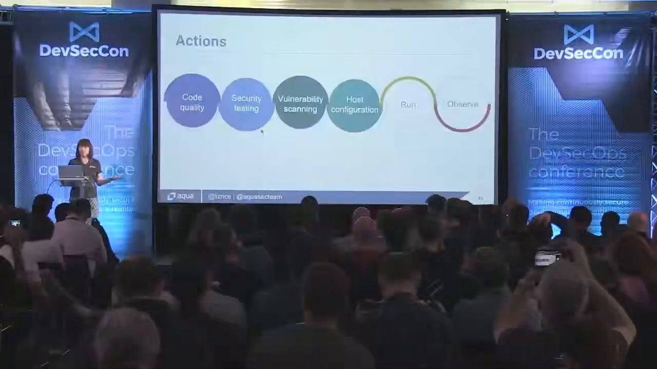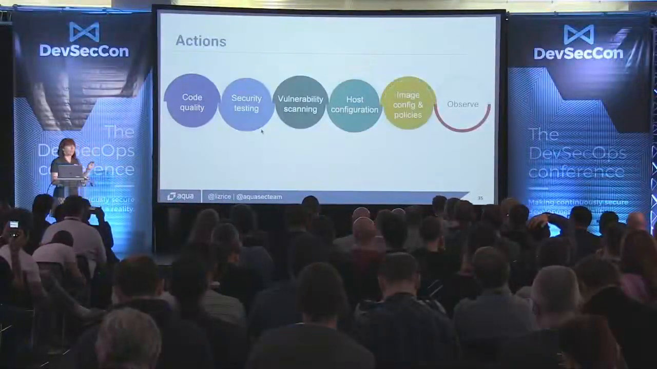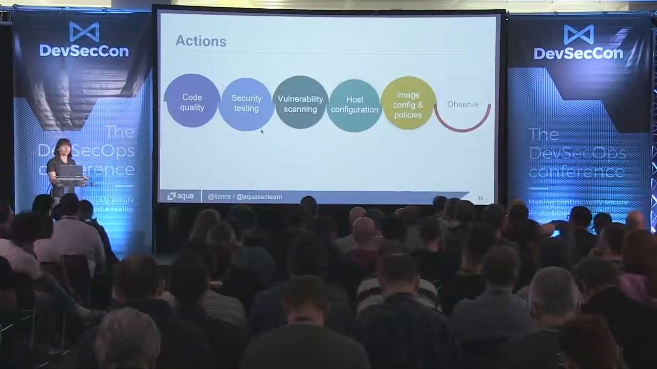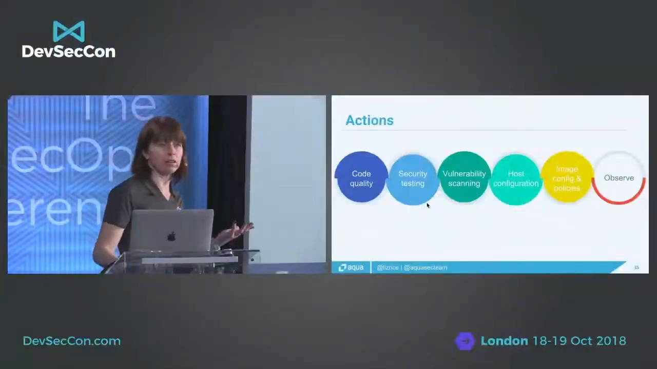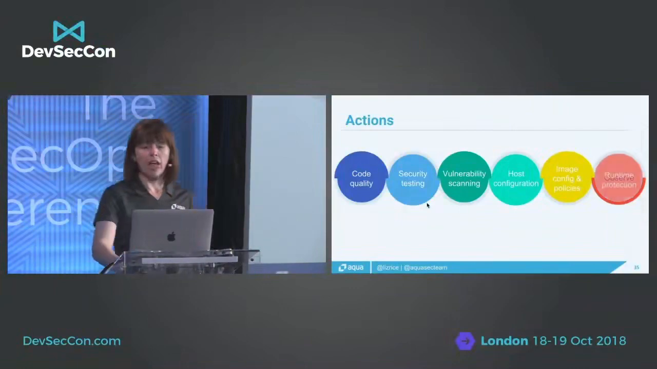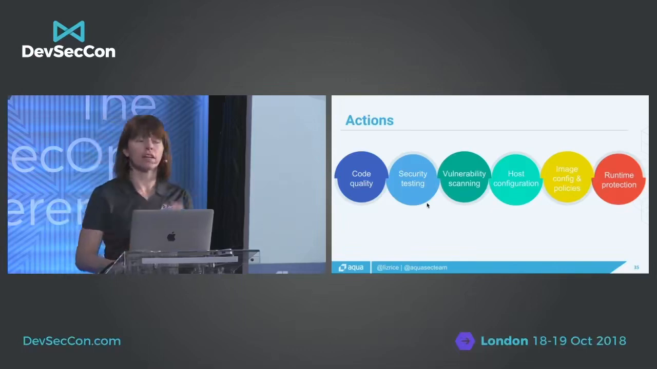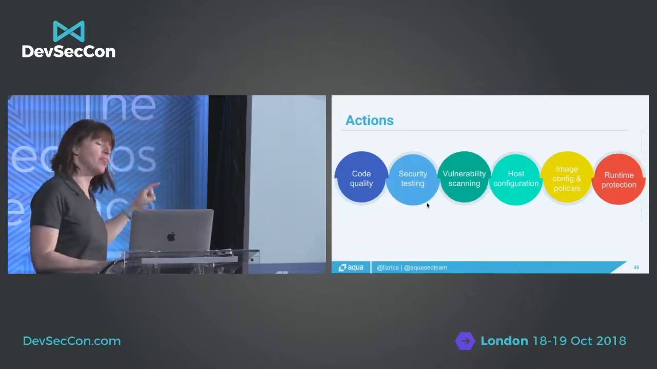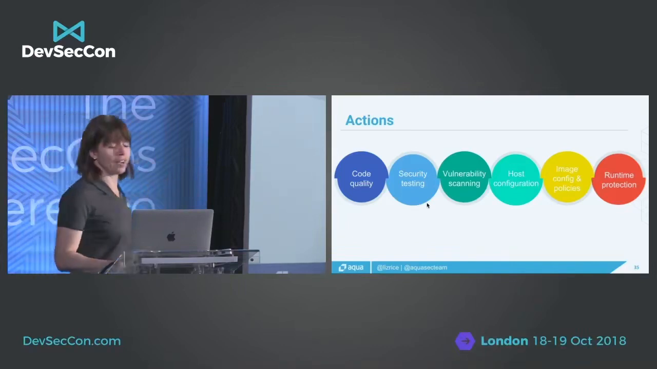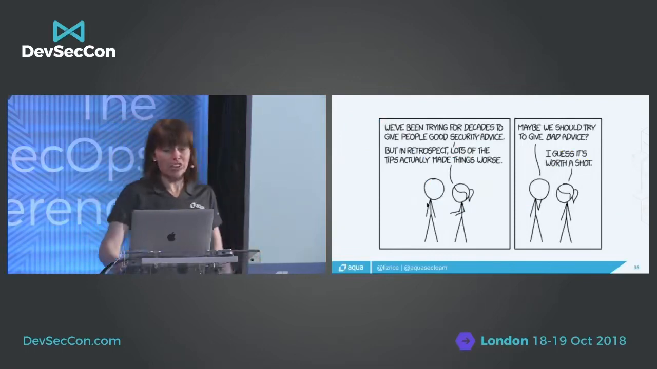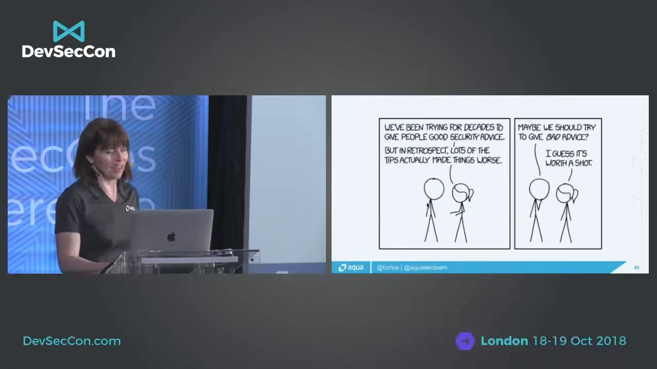Host configuration, checking that your hosts are configured according to best practices, and maybe using tools like Kubebench. Making sure that you deploy containers with appropriate rules around them, looking for things like minimizing privileges, minimizing bind mounts. And then finally, things like seccomp, AppArmor profiles, or commercial tooling to help you ensure that containers only do what they are supposed to do and don't do anything unexpected. I think that's pretty much sensible advice. You might disagree, up to you.